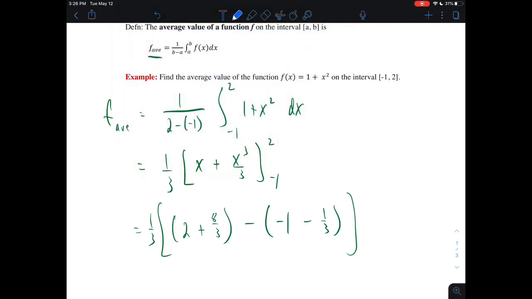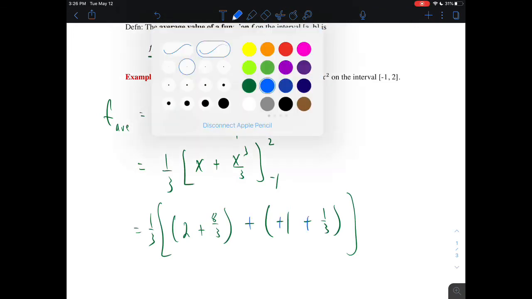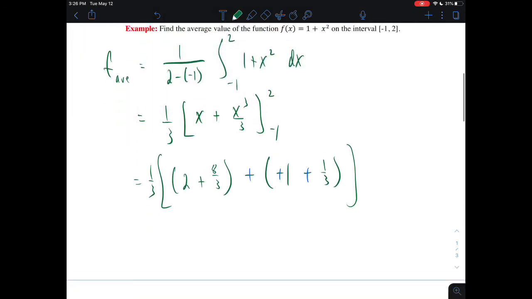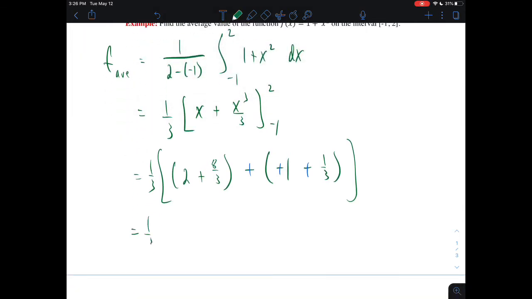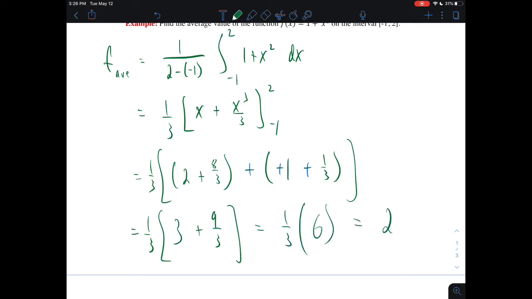And so I'm just going to be subtracting negatives, which turns into addition. So then I have 1/3 times 2 plus 1 is 3. 8/3 plus 1/3 is 9/3, which is also 3. So I'll have 1/3 times 6, which is 2. All right, very simple formula.